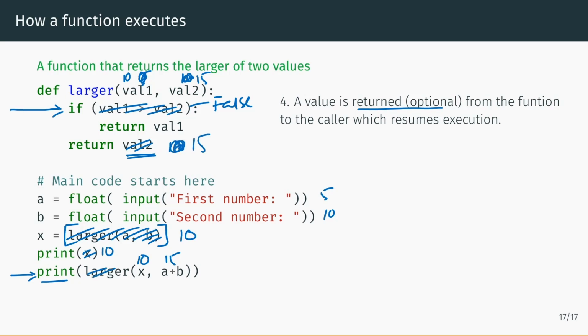The entire function call would be replaced by 15, and that is what we print. So the final result would be 15. So that's how your function executes, okay? And that's the end of this lecture.